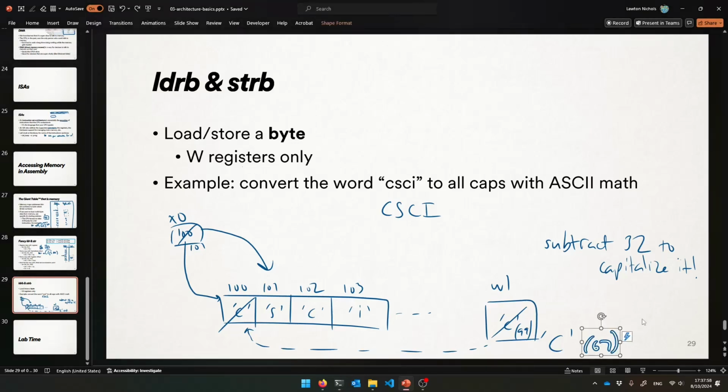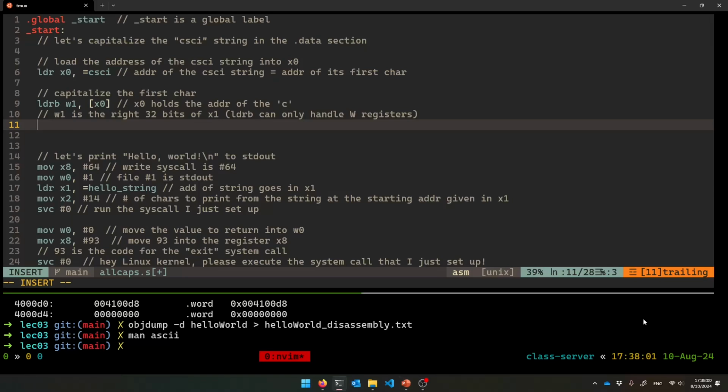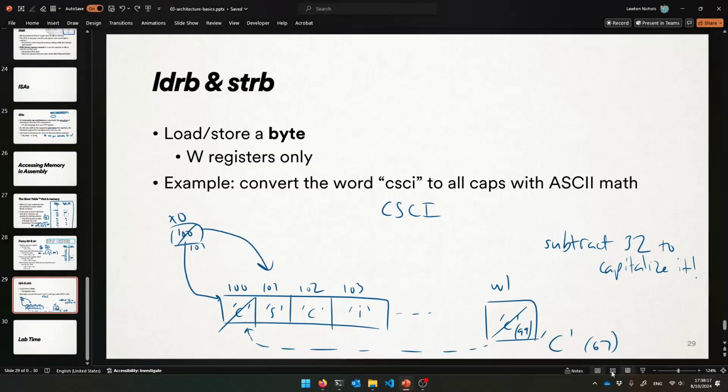Let's subtract 32 from it using the sub assembly instruction. Sub from W1 the number 32. That'll capitalize it. Subtract 32 from W1 to capitalize. Now it's capital C, and we've got capital C stored in W1.